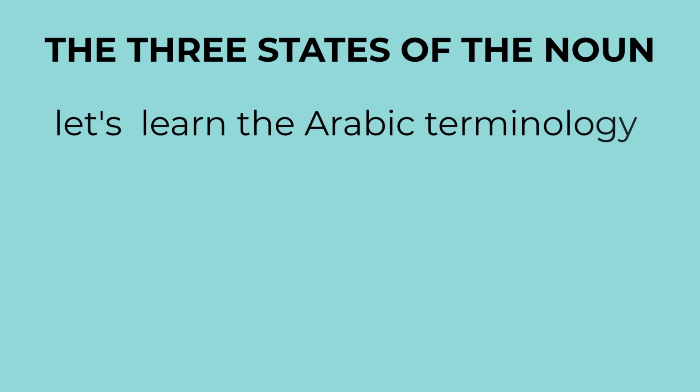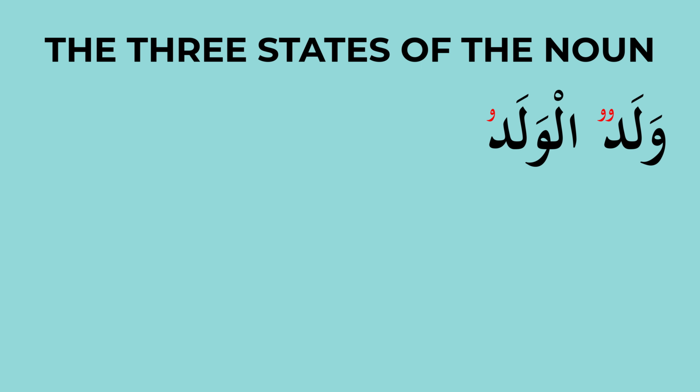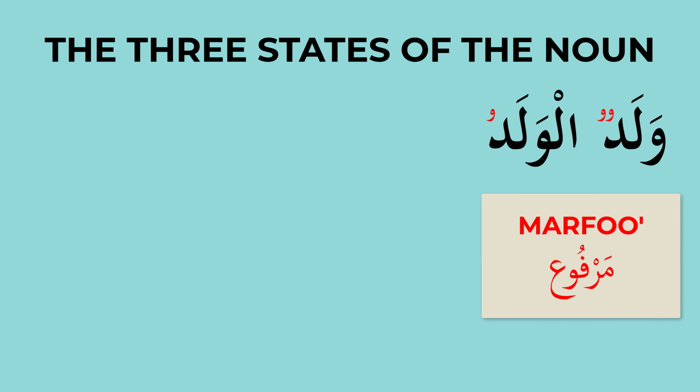Let's learn the terminology now. If the noun ends with a dhamma, be it a tanween or a single dhamma, it is called marfu. What is it called, brother? This you will have to memorize. Marfu. You will say the noun is marfu. Okay? What do you call it in English? You will call that it is in nominative case.